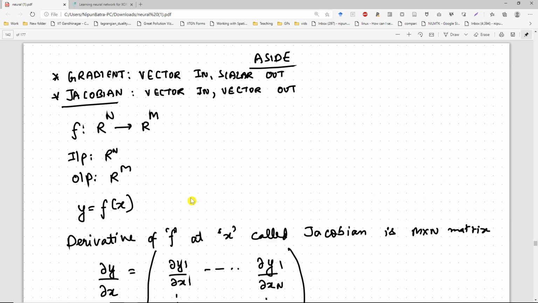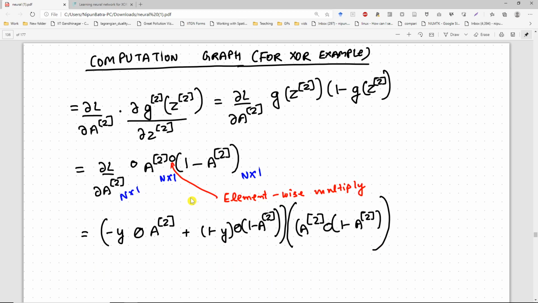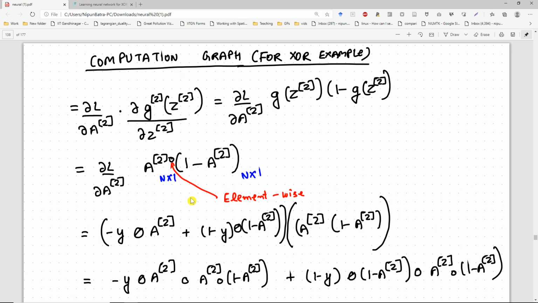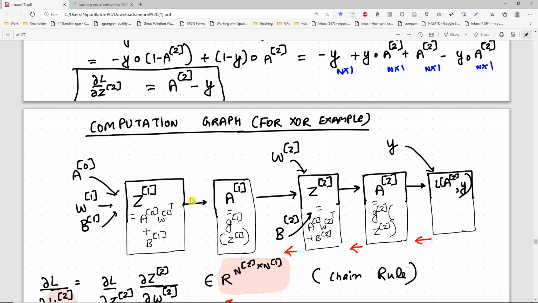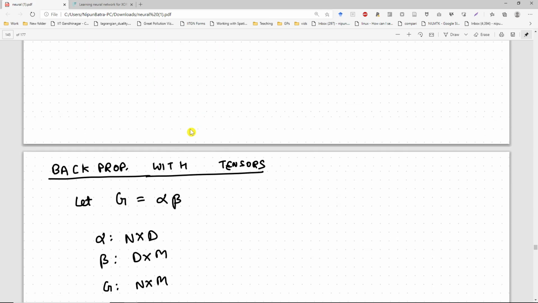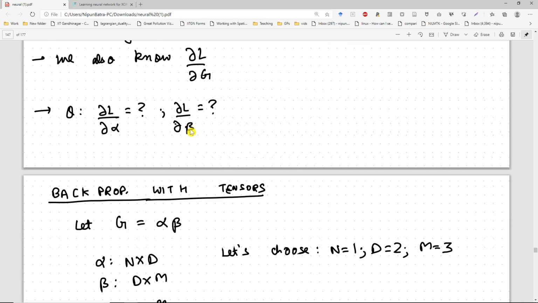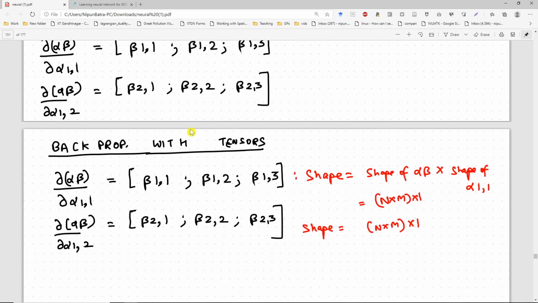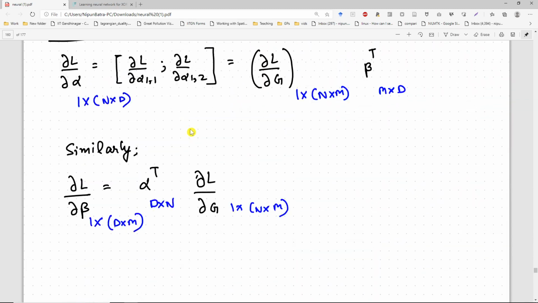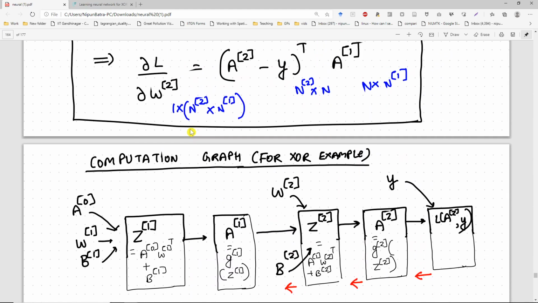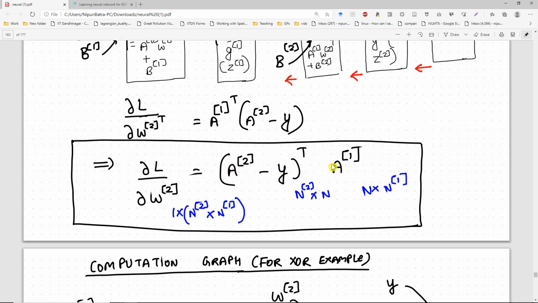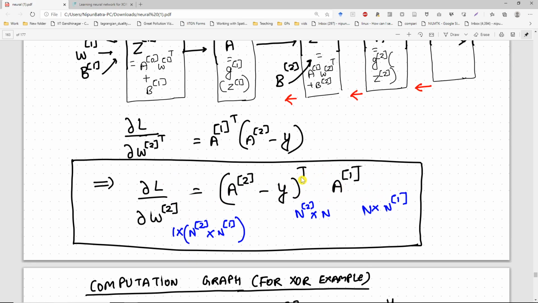And if you remember, let's go back, del L by del W2, right? Let's see what del L by del W2 is. Okay, del L by del Z2 is A2 minus Y, and del L by del W2 is A2 minus Y transpose times A1, right?